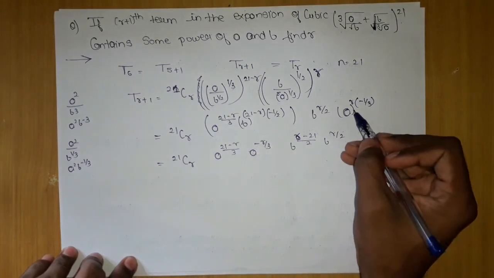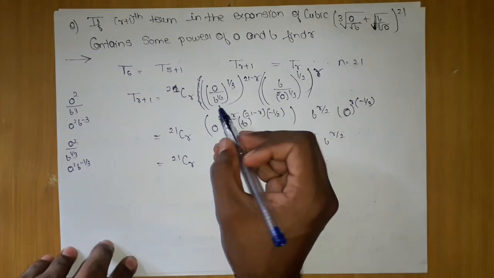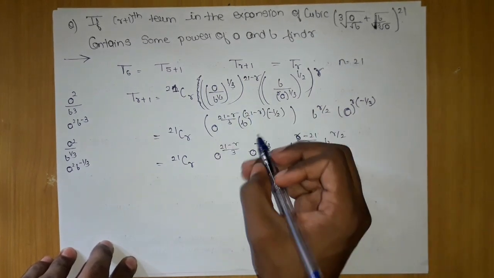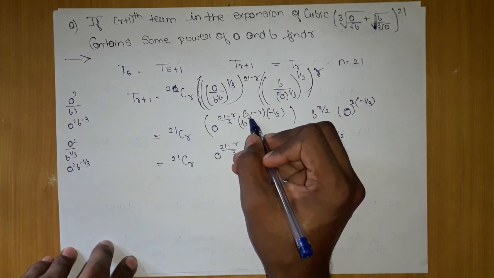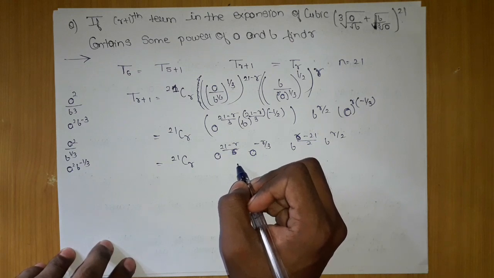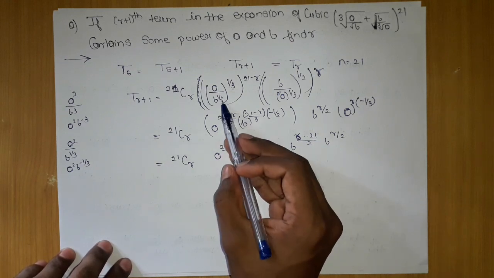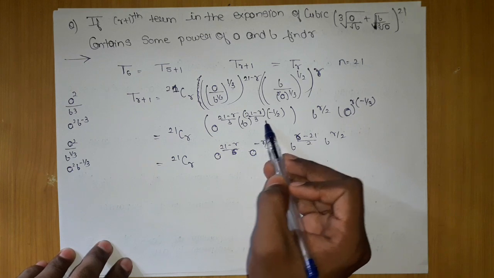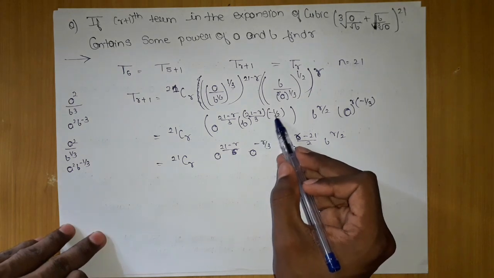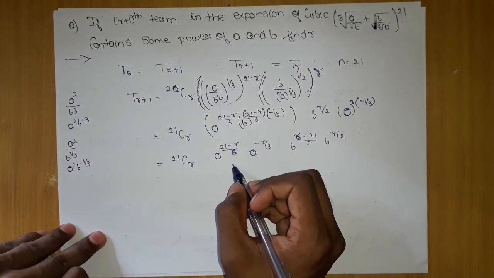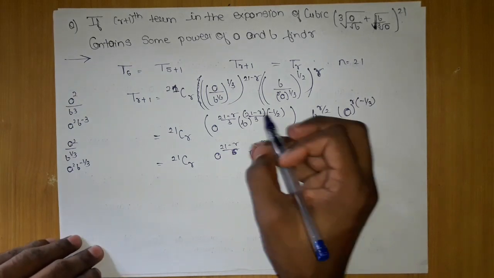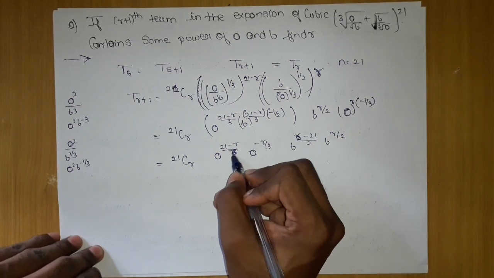Wait, here 1 by 3 will also be there with this. So 21 power 3 into this, which will make it 21 minus r by 6. And here, this is okay, I have done it, this will be with b not a. I have done it with a, sorry, 3 will be as it is.